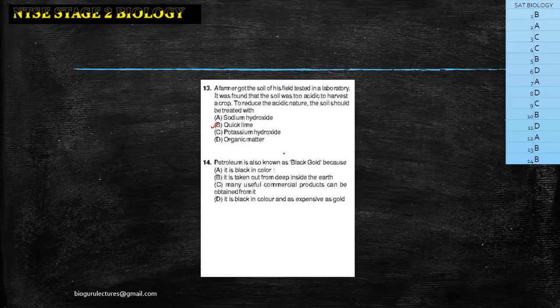Right, last one. Petroleum is also known as black gold because it's black in color. Funny? No. It's taken out from deep inside the earth. Maybe useful commercial products can be obtained from it. No. It's black in color and as expensive as gold. No. So option B is the right one here.